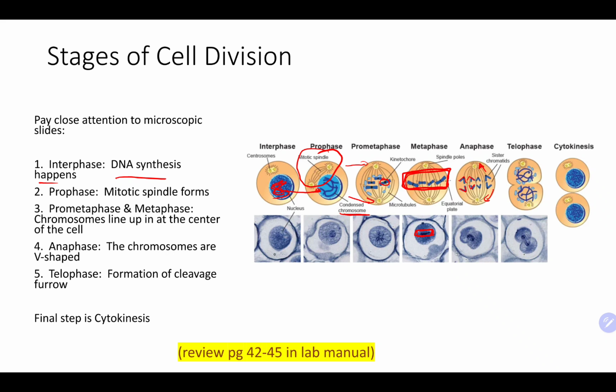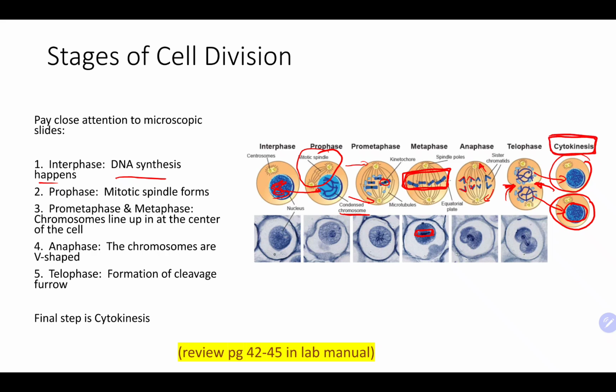And then telophase is essentially the opposite of prophase. Now these chromosomes are being uncondensed, so they're unraveling back into chromatin. Also, in telophase, the nuclear envelope is starting to reform, and we have this cleavage furrow. This cleavage furrow is starting to burrow in, and it's basically going to separate this cell, making two identical daughter cells, and that's where we have cytokinesis.